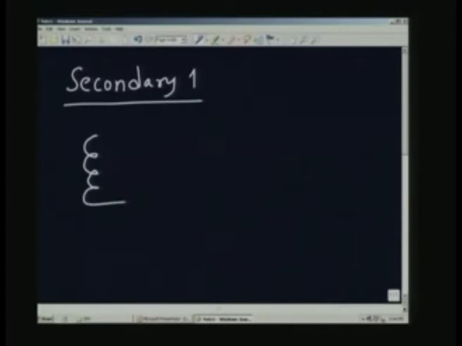So what I will do is just show one of the secondary coils. Let us say secondary 1, and it will be similar for secondary 2. The secondary coil is here. This is the secondary coil, and we are going to connect a full wave rectifier bridge as the demodulator. So I am going to have 4 diodes shown.